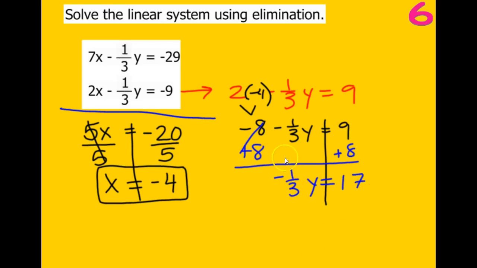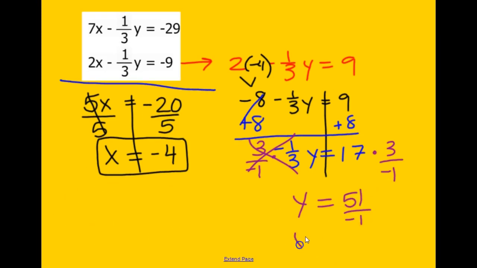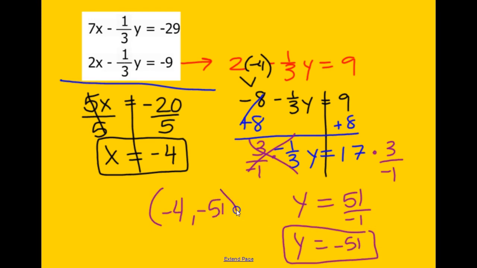And then last, to get rid of our fraction, we need to multiply by the reciprocal. So multiply by 3 over negative 1 times 3 over negative 1. So y equals 17 times 3, which is going to give me 51. And we're dividing by negative 1, which is really still 51. It's just now negative. So my answer is negative 4, comma, negative 51.